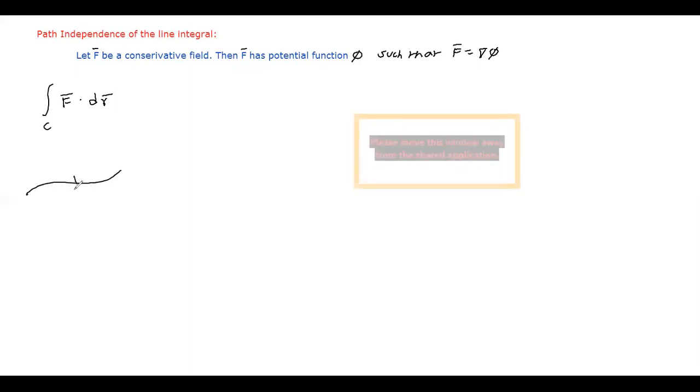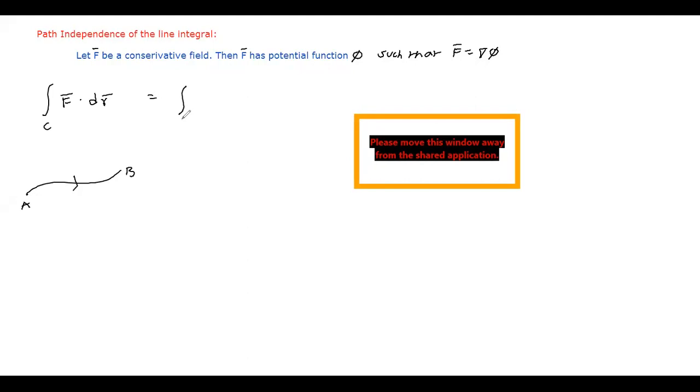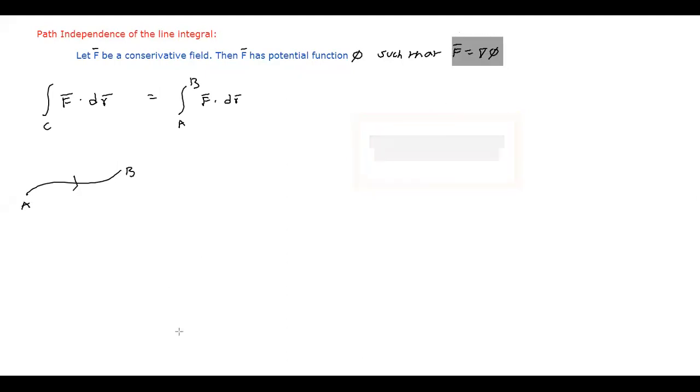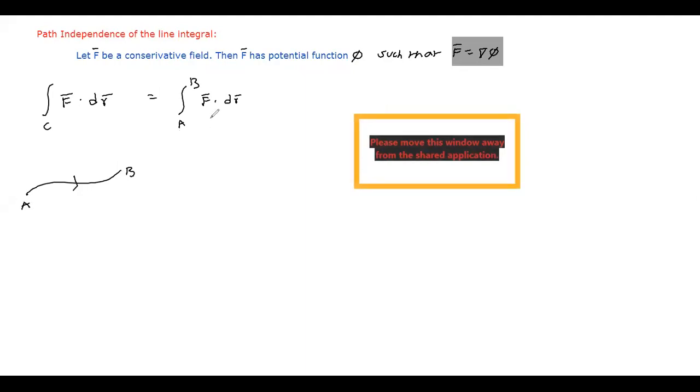Let us assume that this curve is having initial point A and end point B. Okay. Then because I am assuming that F bar is a conservative field, I can replace F bar with del phi. Then what happens? This is going to be the integral from A to B of del phi dot dr bar.